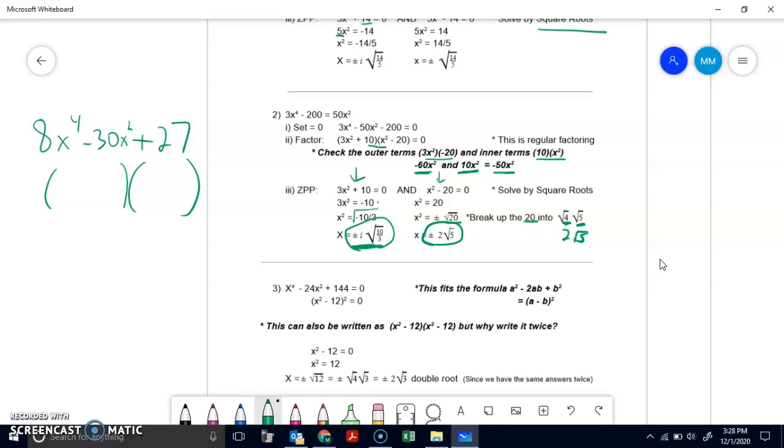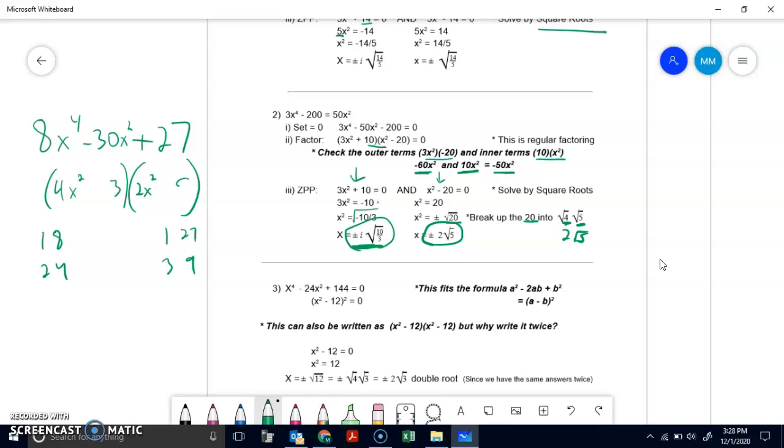So again, we're looking for factors. I need to break 8 up. What are the factors of 8? 1 and 8, 2 and 4. What are the factors of 27? 1 and 27, 3 and 9. So we're trying to find the right combination. Let's try 2 and 4 here. X squared. Let's just put that in and then look at the options. If I put 1 and 27 in, 27 times 4 is going to be way bigger than 30. That doesn't make any sense. It's probably going to be 3 and 9.